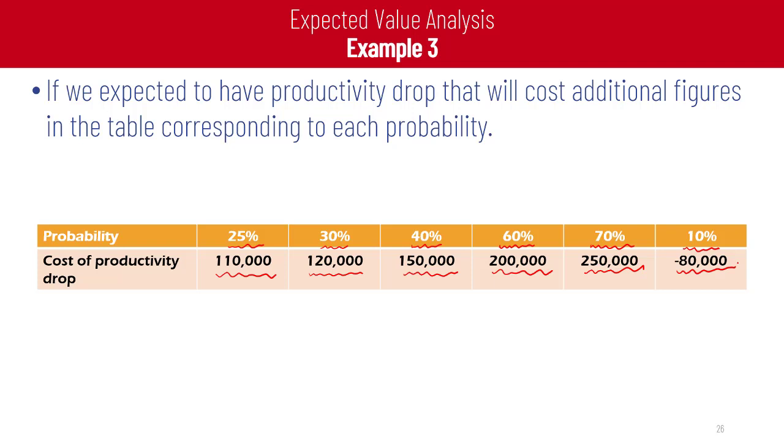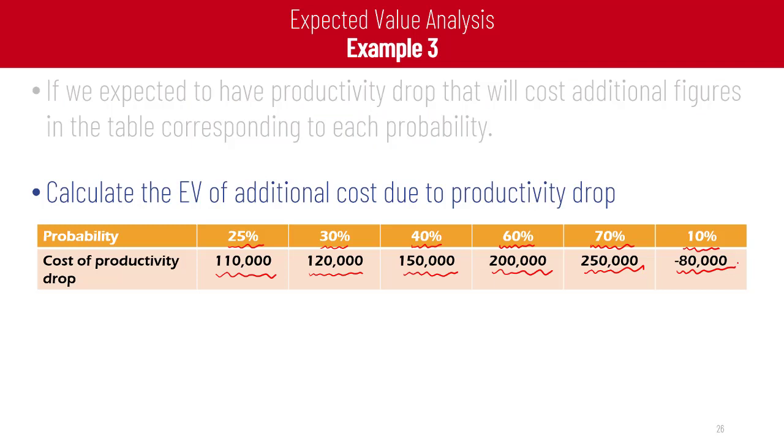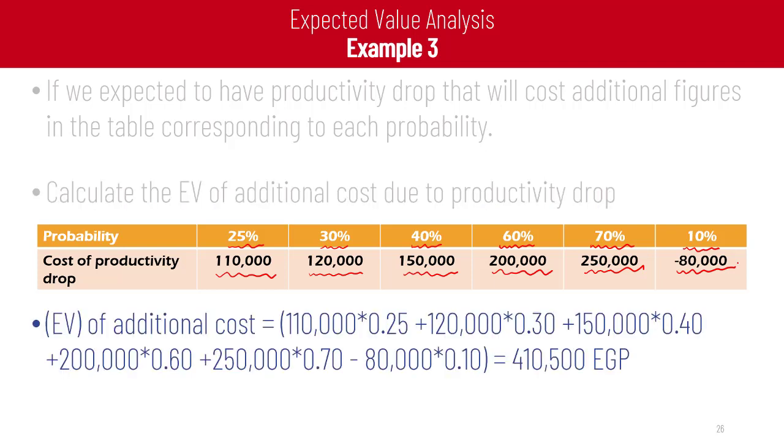So in this case, to estimate the expected value of the productivity drop for all the cases, we will multiply each probability by the cost of productivity drop, and we will end up with this equation, which summarizes that the additional expected cost for the productivity drop is 110,500.